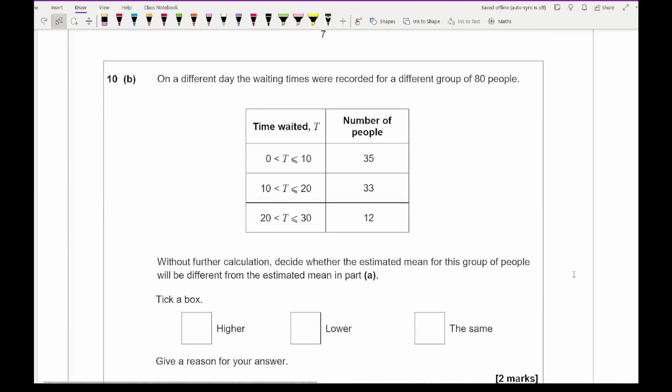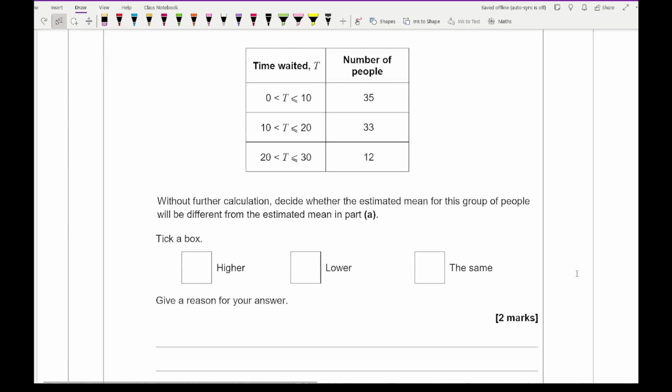Moving on to question 10b, it says on a different day the waiting times were recorded for a different group of 80 people. Without further calculation, decide whether the estimated mean for this group of people will be different from the estimated mean in part A, and we need to tick our box decided. Now the correct answer for this one is going to be that it is higher.